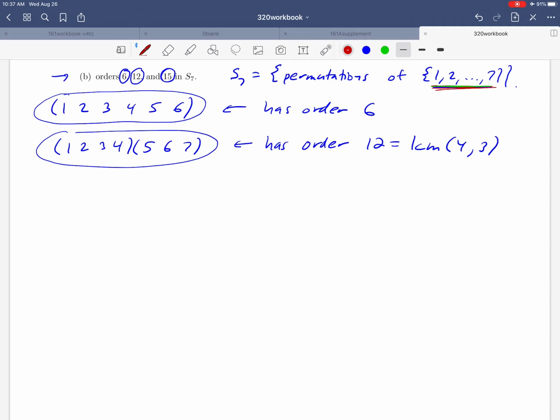So I'm not feeling optimistic about this. It doesn't look like we can get an element of order 15. So let's see if we can prove that it's not possible to get an element of order 15. We're going to do a little proof by contradiction here. So we claim that S7 has no element of order 15.